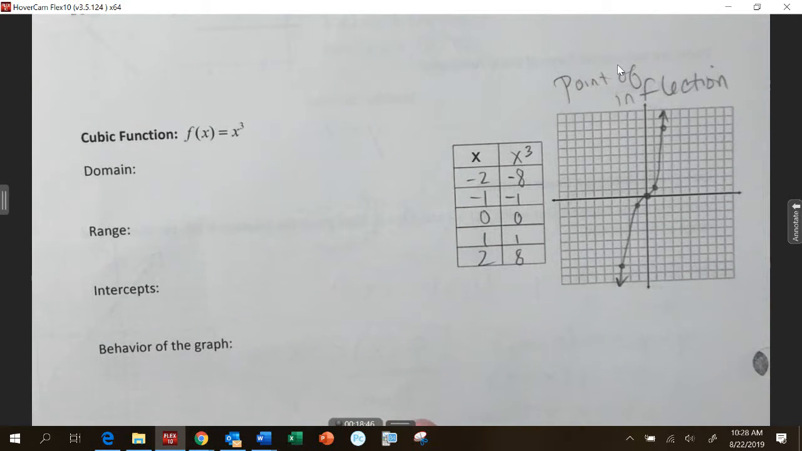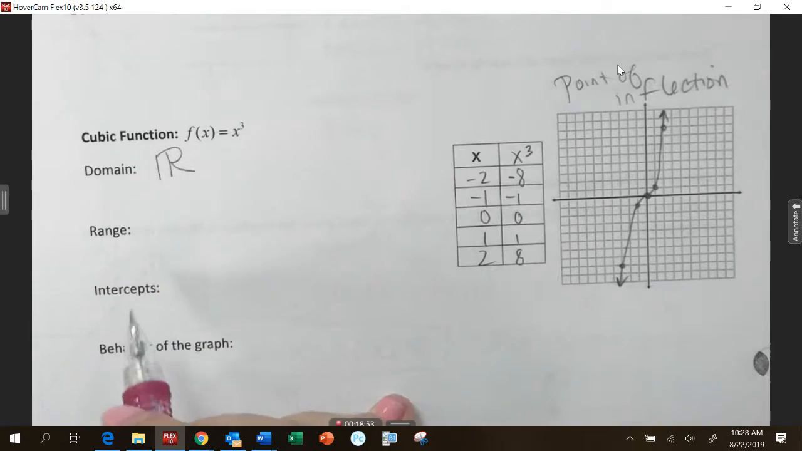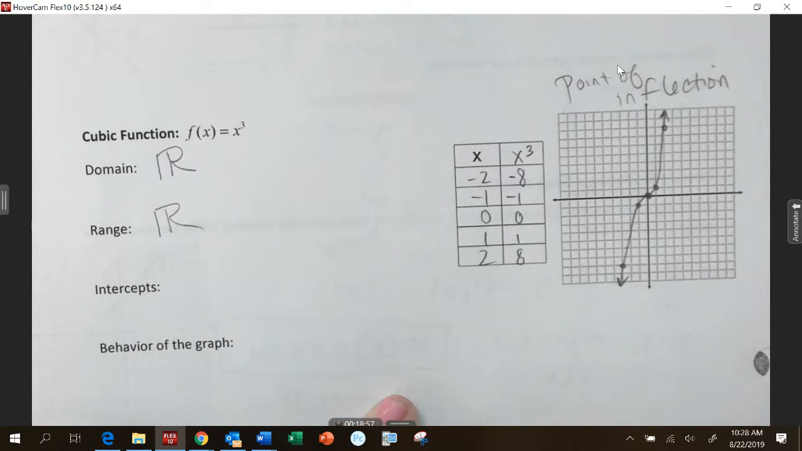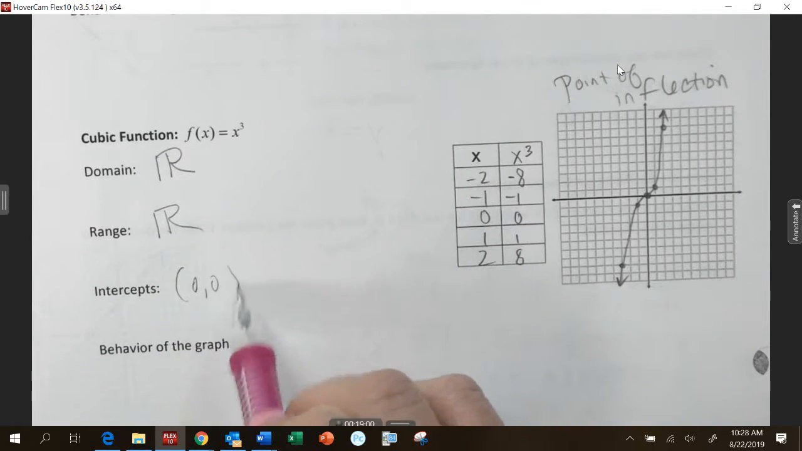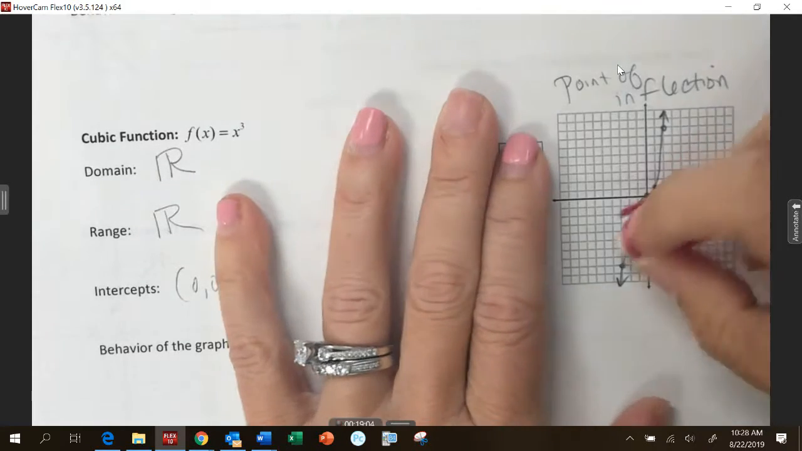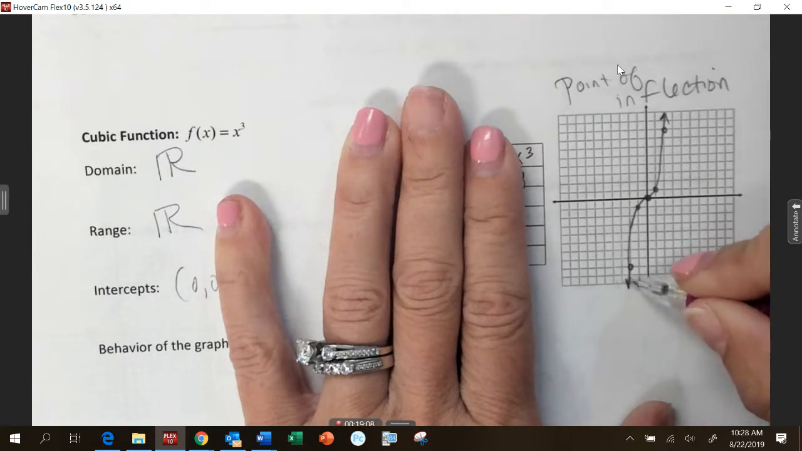Domain, how far to the left, how far to the right? What am I allowed to cube? Anything, all real numbers. How far down, how far up? All real numbers. Intercepts, 0, 0. We're skipping behavior. Oh, I did that wrong. Now that I'm looking back at it, I was at 3 instead of -2. There we go.